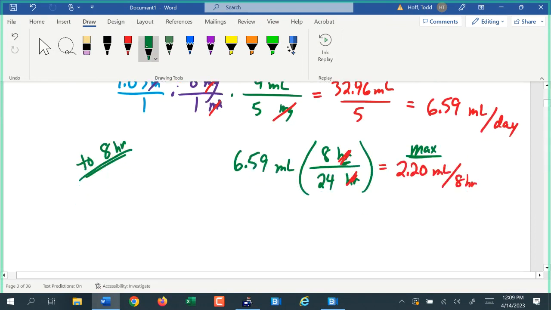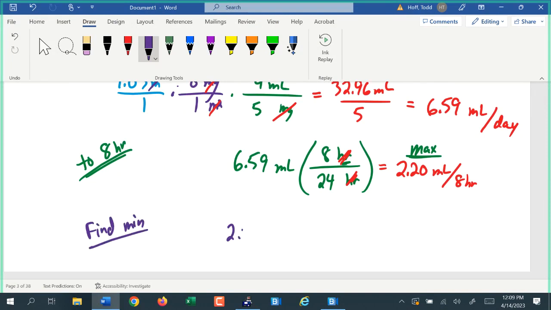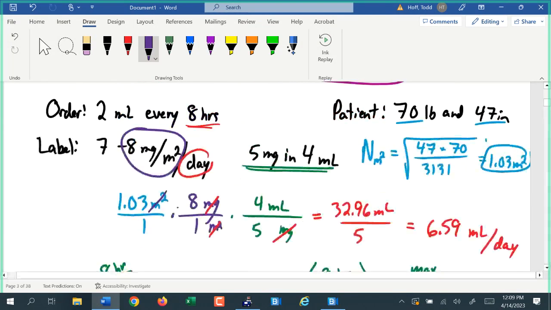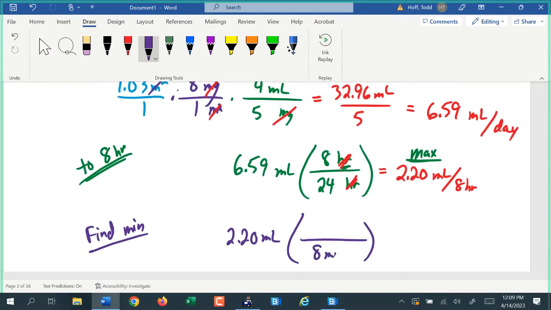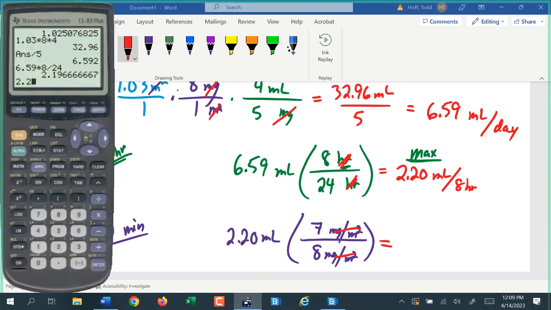Find the minimum. We take that maximum, 2.20 milliliters. That was figured off of 8 milligrams per meter squared. We're going to change it to our minimum range of 7 milligrams per meter squared. The milligrams per meter squared cancel out. We take our 2.2 times 7 and divided by 8. It's going to give us 1.93.